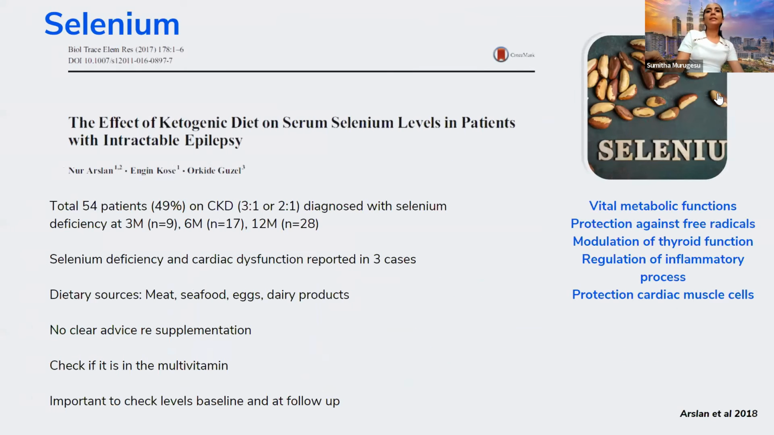We move on to selenium. This was a paper in 2018 that looked at the ketogenic diet on serum selenium levels in patients with intractable epilepsy. Of 54 patients on the classical ketogenic diet of 2:1 and 3:1 ratio, they found 49% of them were diagnosed with selenium deficiency. Selenium deficiency and cardiac dysfunction was reported in 3 cases. As I've stated before, the dietary sources of selenium include meat, seafood, eggs, and dairy products, but there was no clear advice about resupplementation. So it's suggested to check if it's available in the multivitamin, and to check the levels at baseline and follow up.